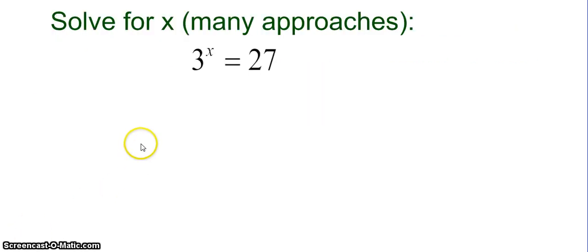So if we have 3 to the x equals 27, we want to solve this for x. There are many approaches. I want you to try this on your own. You could actually do this without doing any work, but then we're going to look at a lot of the different approaches just so we get an idea of how to go about doing this. So pause the video, answer this, unpause when you're ready to hear me talk more.